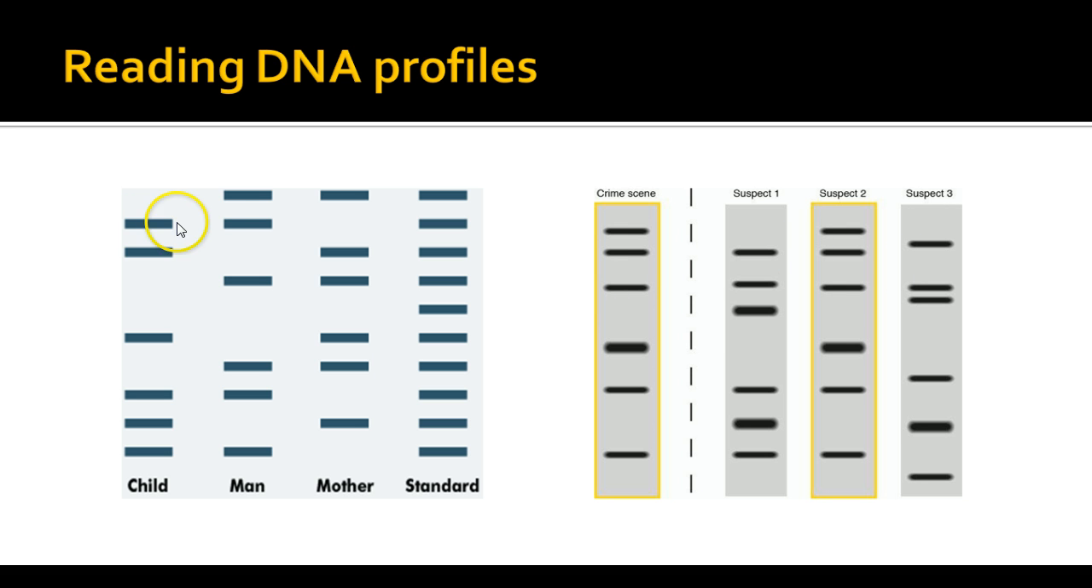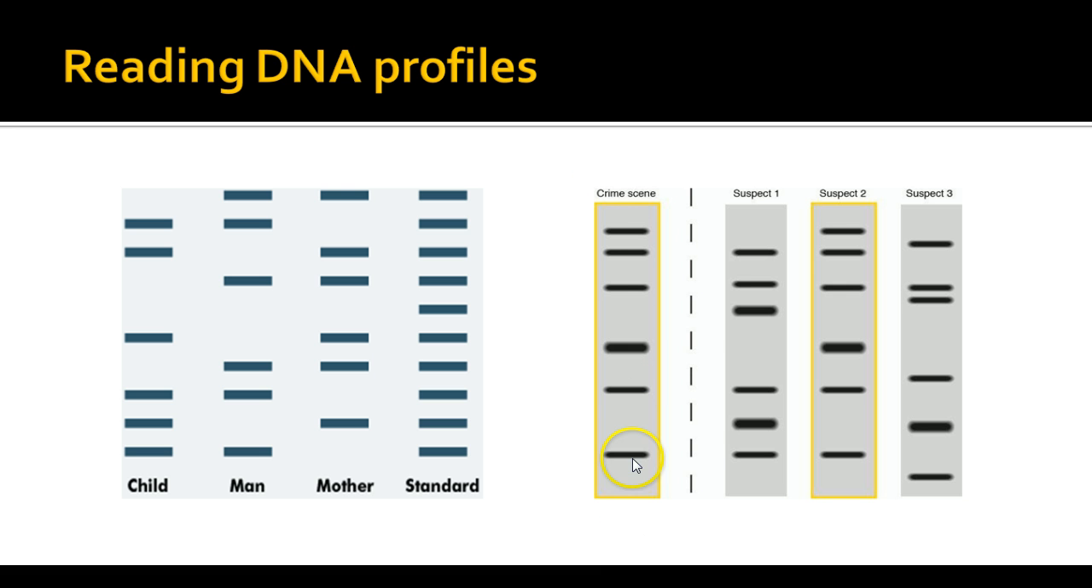So here, this band right here is the same as one from the father. This band here, mother, mother, father, mother, father. Well, every band that we see in the child's profile matches up with one from either the mother or the father, so it is very likely in this case that this is the father of the child.